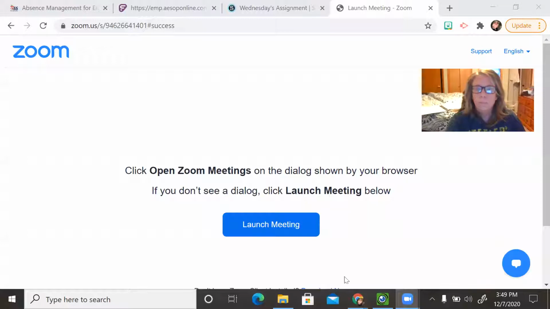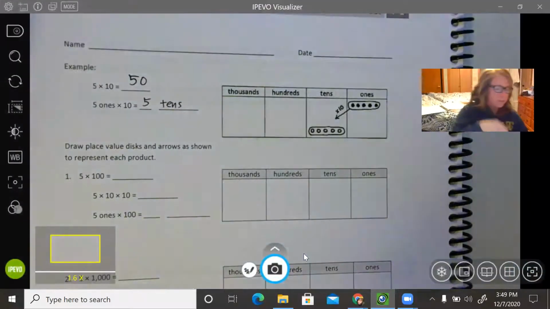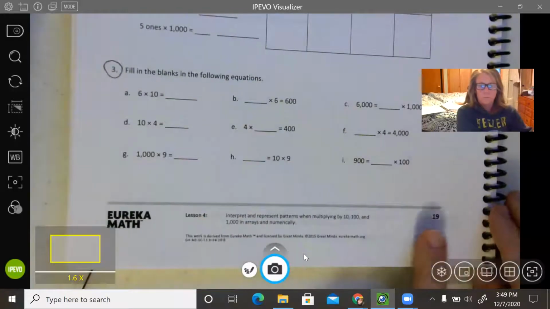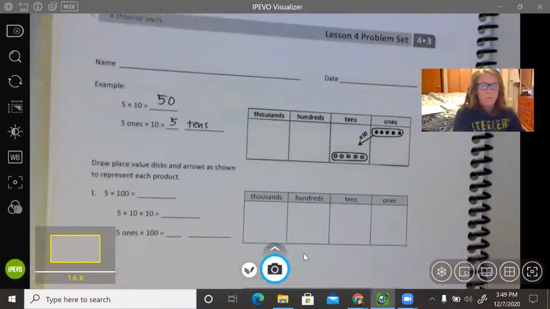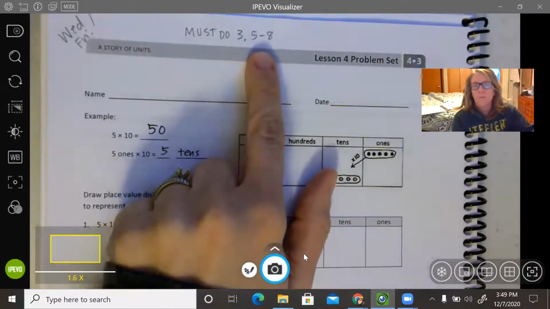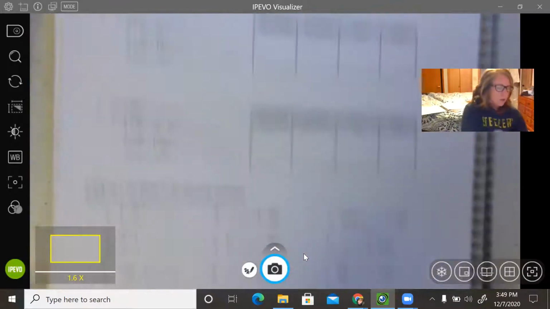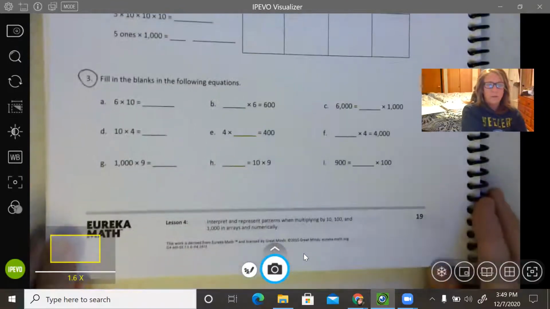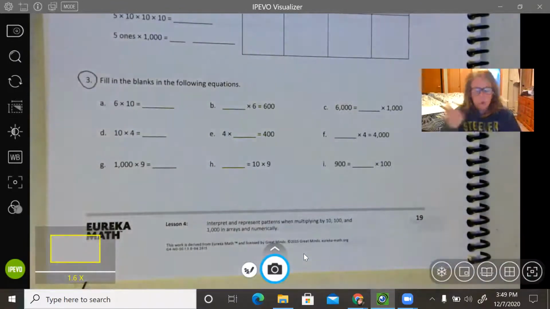The must-do problems for Lesson 4 begin on page 19 in your student workbook. So go ahead and take those out and turn to page 19. The must-do problems for this set are numbers 3 and 5 through 8. Okay, so we're going to start down here on lesson 3, on question 3.